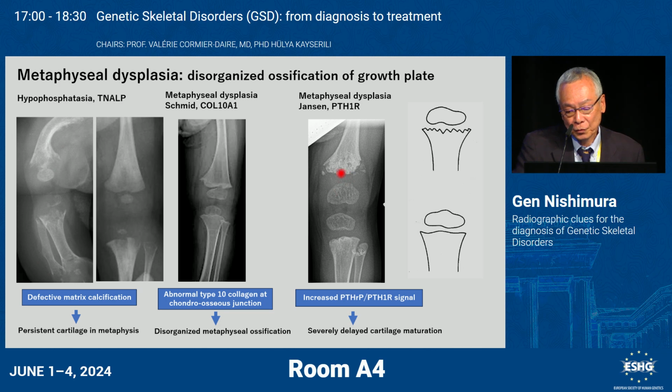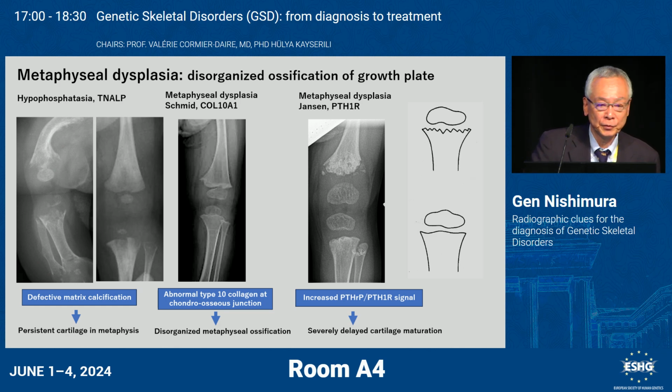So you can see a wide growth plate, irregular metaphyses and large epiphyses, mega-epiphyses, like CCD, cleidocranial dysplasia, due to very delayed maturation of cartilage.